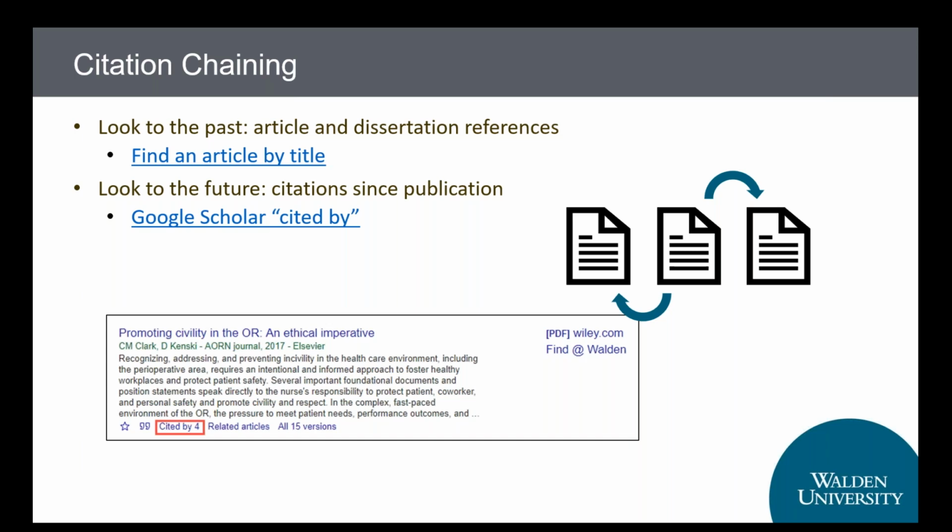Now, if there's an article that we find that is older, maybe we can't cite it because it's not current, we can enter that article title in Google Scholar. You can see here we entered the article Promoting Civility in the OR, an Ethical Imperative.